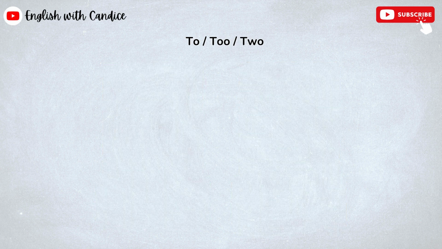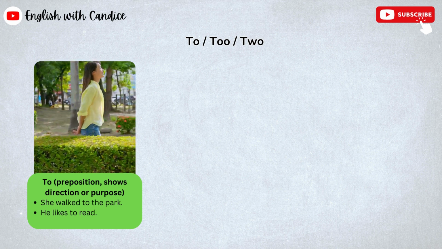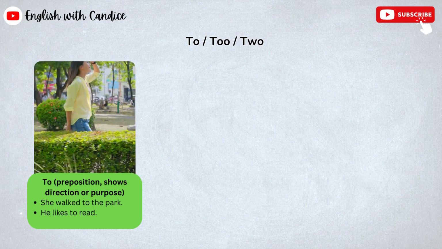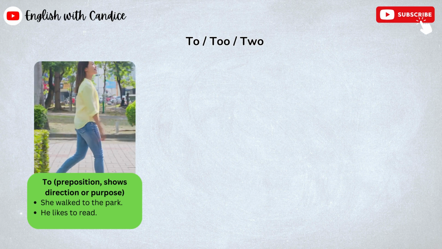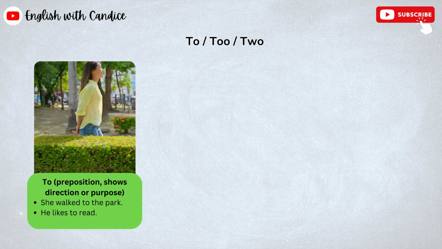Next up is to. To is used in three different ways. To, spelled T-O, is a preposition. It shows direction or purpose. So for example, she walked to the park, or he likes to read.